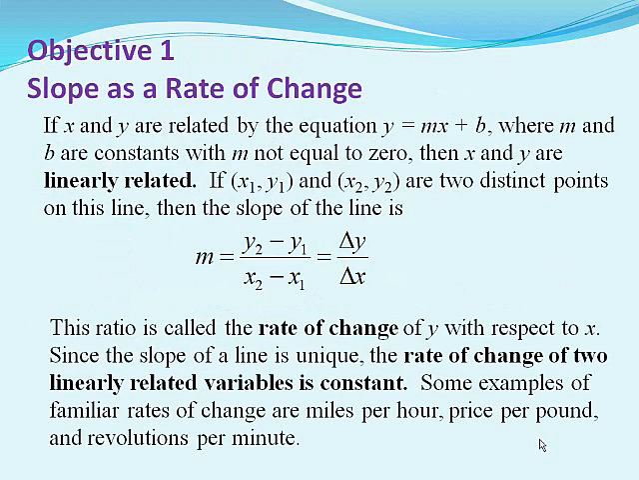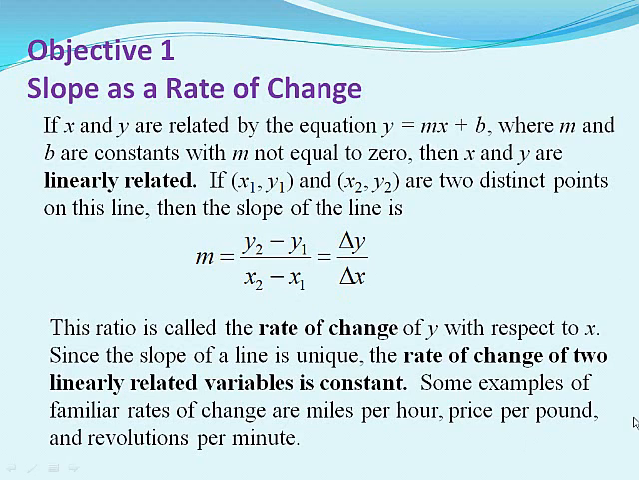Objective 1. Slope as a rate of change. If x and y are related by the equation y equal to mx plus b, where m and b are constants with m not equal to 0, then x and y are linearly related. If x1, y1 and x2, y2 are two distinct points on this line, then the slope of the line is given by m equals y2 minus y1 over x2 minus x1. We also write this as delta y over delta x. Delta y is the change in y, delta x is the change in x. This ratio is called the rate of change of y with respect to x.